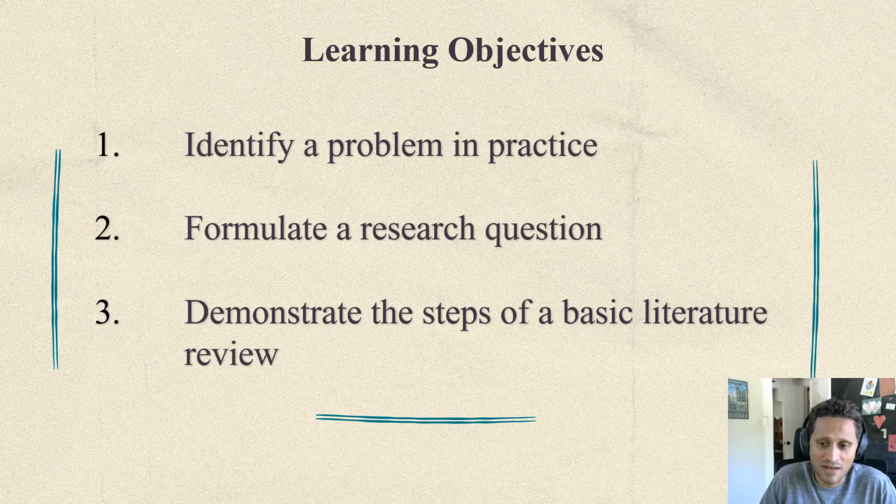After we identify that problem, we want to jot down some keywords, and we want to use these keywords to formulate a research question. This research question captures the goal of our literature review, right? What is it that we want to learn? Who do we want to learn it for?